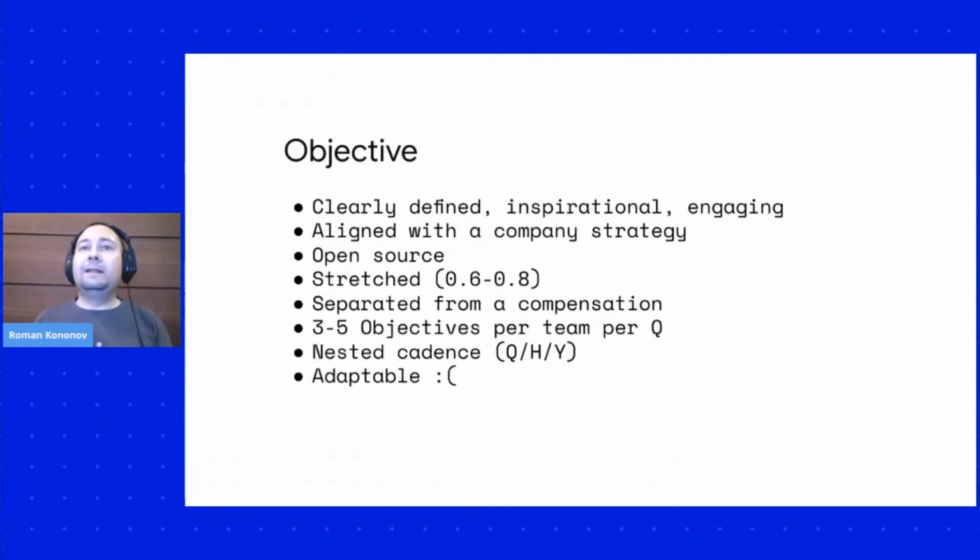Also, there shouldn't be a lot of objectives per team per quarter, because usually teams are not so big. Usually it's about a two-pizza team, not more than 12 people, for example. It could be from 7 to 12 people. And for this team, it doesn't make sense to have a lot of OKRs. It should be from 3 to 5.